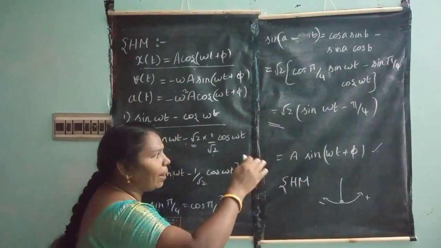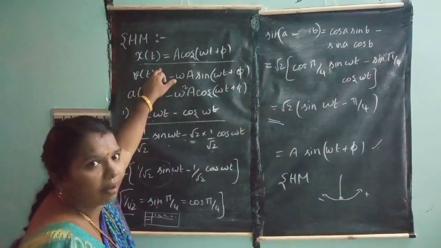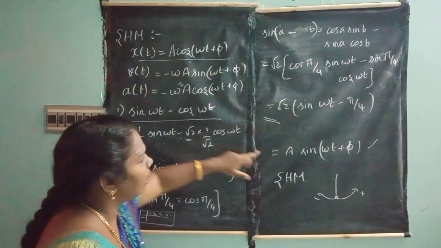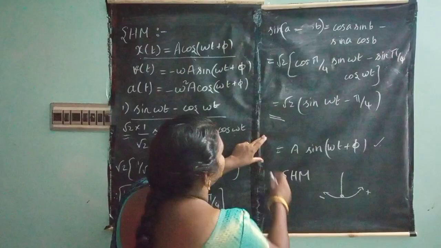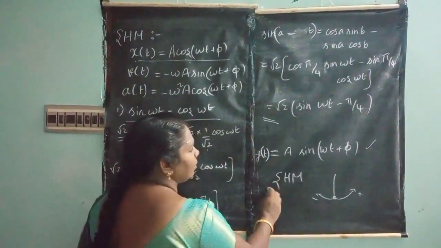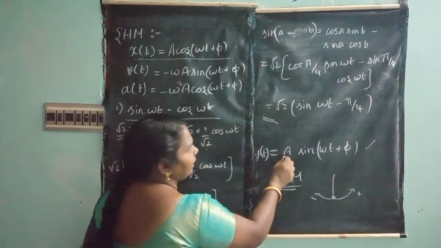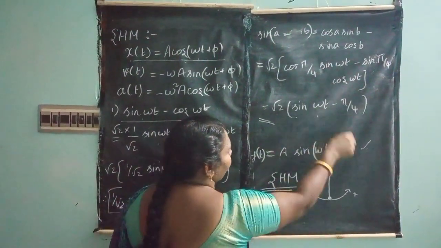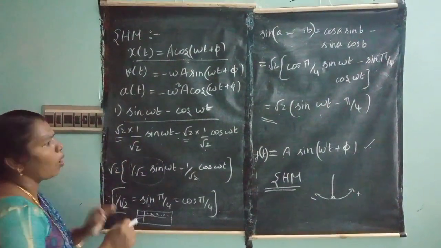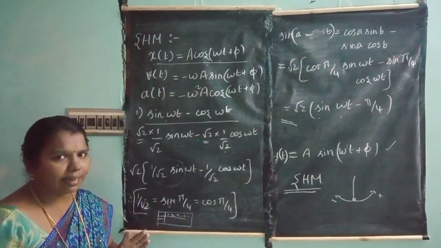Now I am comparing these equations with the general displacement. What is the general displacement of the simple harmonic motion? This is the formula when I write it as y of t: y of t is the displacement formula of simple harmonic motion, A sin omega t plus phi. So this is in the same order. So this equation is a simple harmonic motion, and you can easily say that.